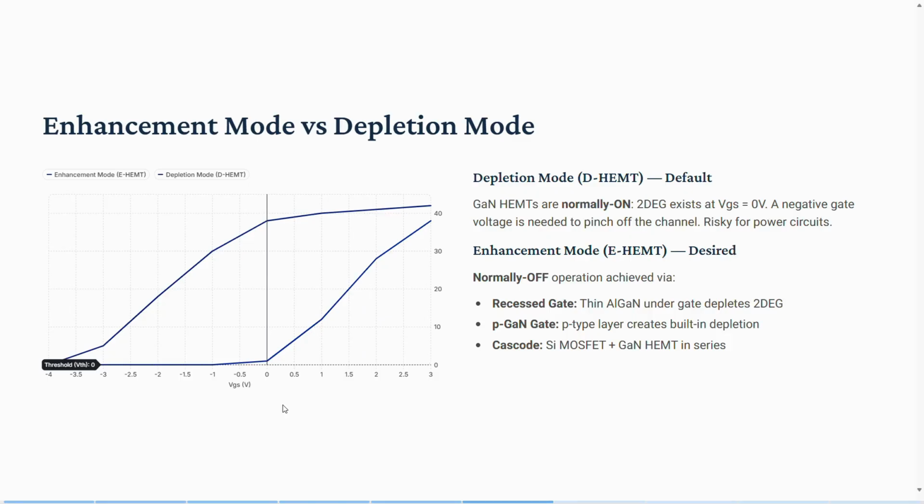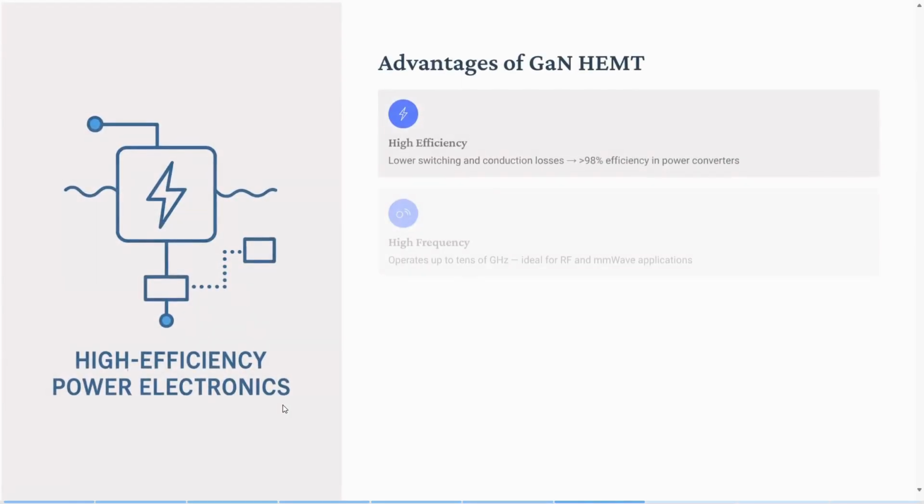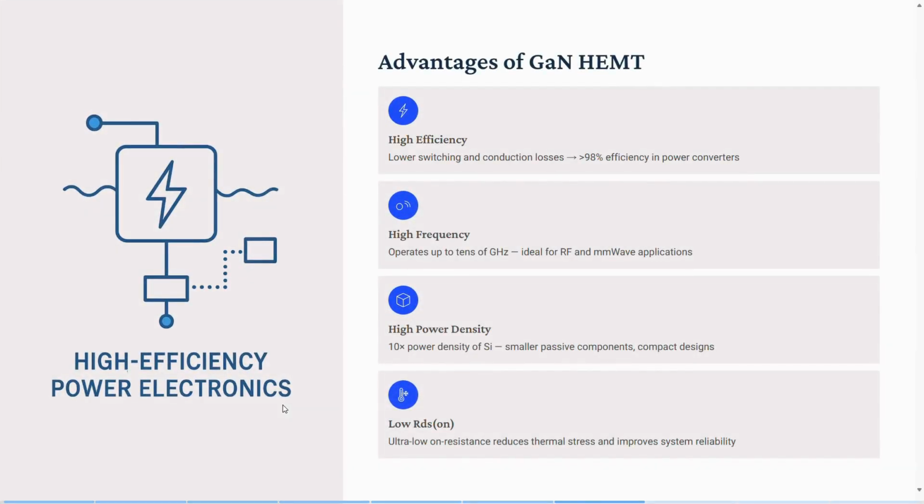The advantages of GaN HEMTs are high efficiency, meaning less power loss and better energy utilization. High switching speed, which allows faster operation and reduced switching losses. High power density, meaning more power can be handled in smaller size. Low on resistance, which reduces conduction losses and heat generation. Additionally, GaN devices have better thermal stability, which increases reliability. Because of all these advantages, GaN is rapidly replacing silicon in many high-performance applications.